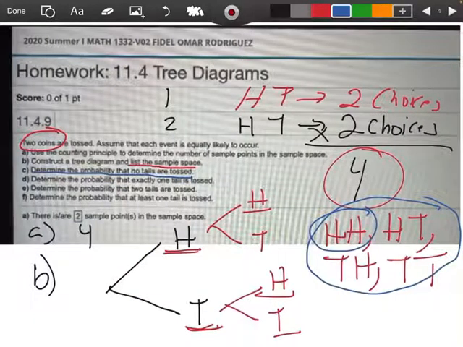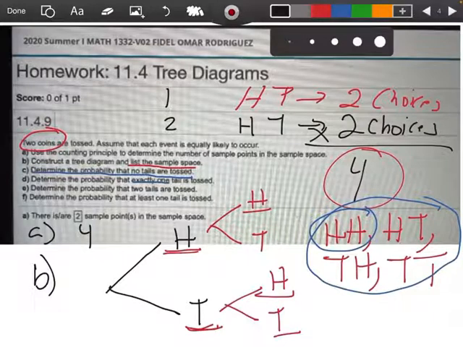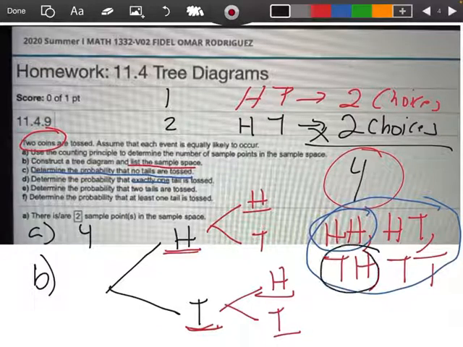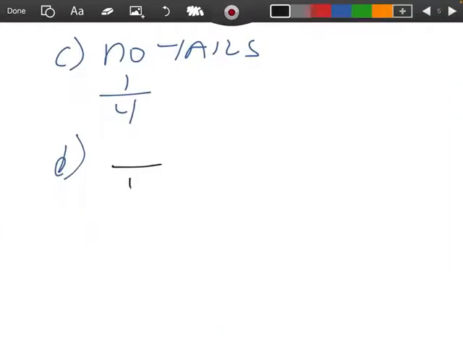Now let's do part D. So part D says, what is the probability that exactly 1 tail is tossed? So what I'm going to do is look over here. Which one has exactly 1 tail? This one does, and so does that one. So out of the 4 choices, 2 of them have exactly 1 tail. We can reduce that fraction to 1 over 2, okay?